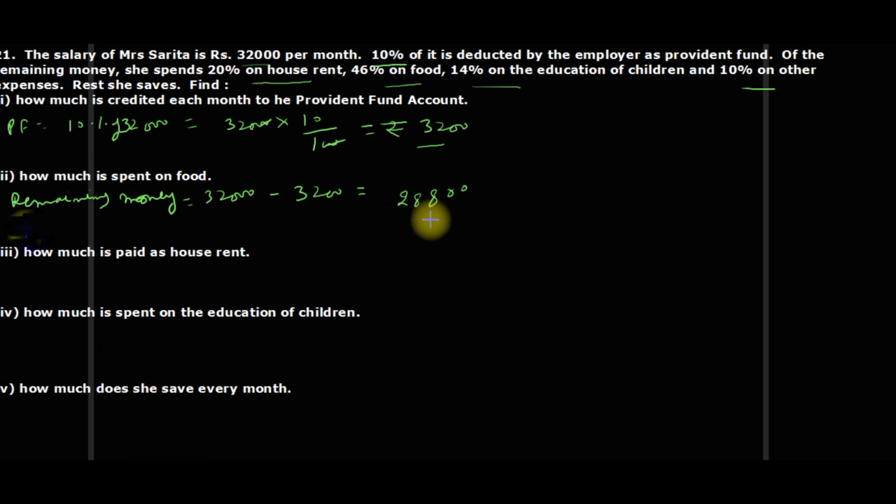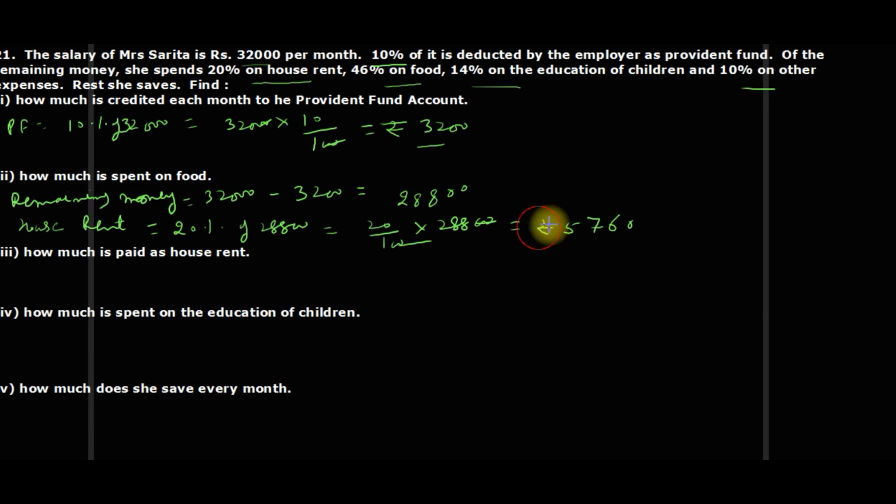Now she spends 20% on house rent. Therefore, house rent is 20% of 28,800. 20 upon 100 multiplied by 28800. This got cancelled. 2 8 ja 16, 2 2 ja 4. These are spent on house rent.